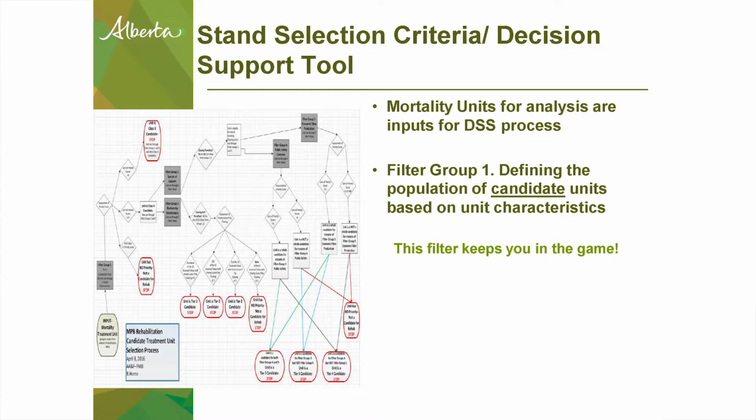So the initial stand would go through first. It would look at, okay, what zone is it in? Is it an active in the leading edge zone? What is the merchantable pine component of this? What is the mortality level, which is based on the input units that we had? How close to a road is it?